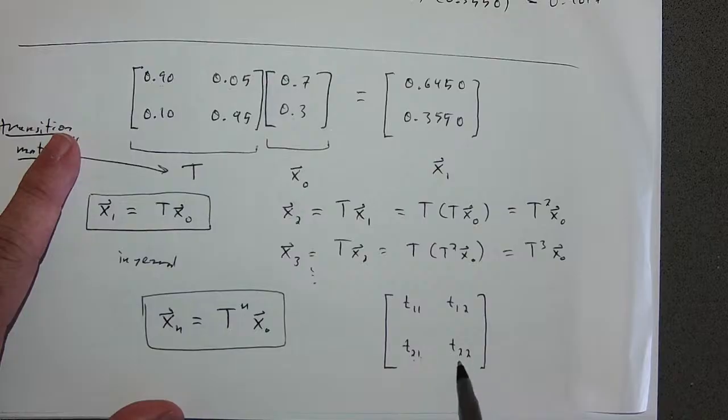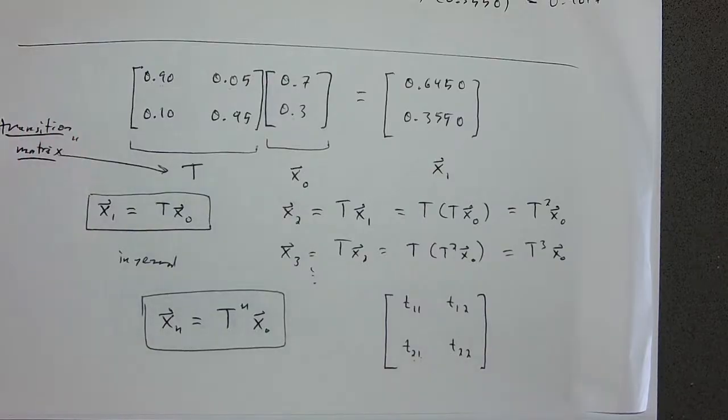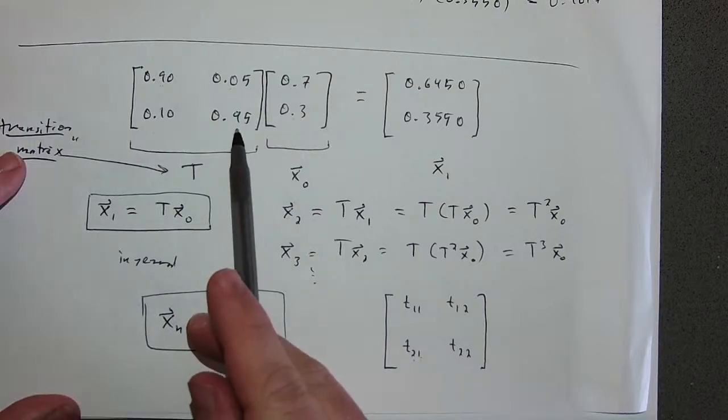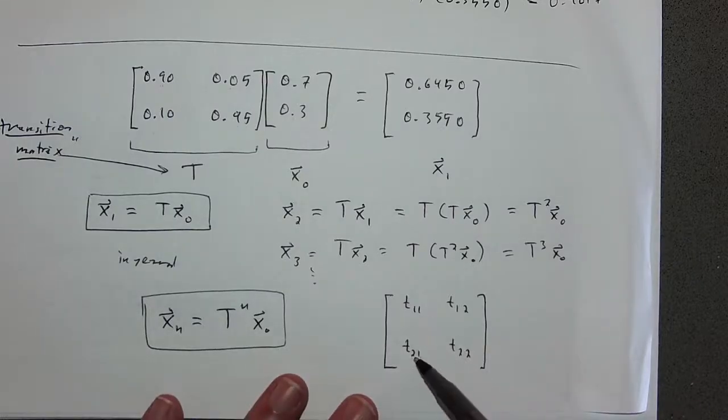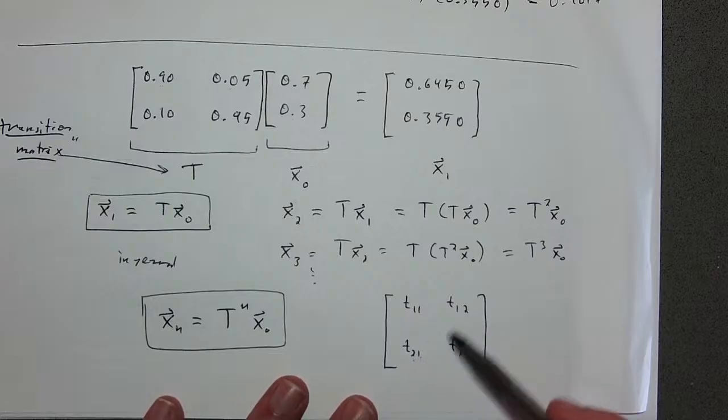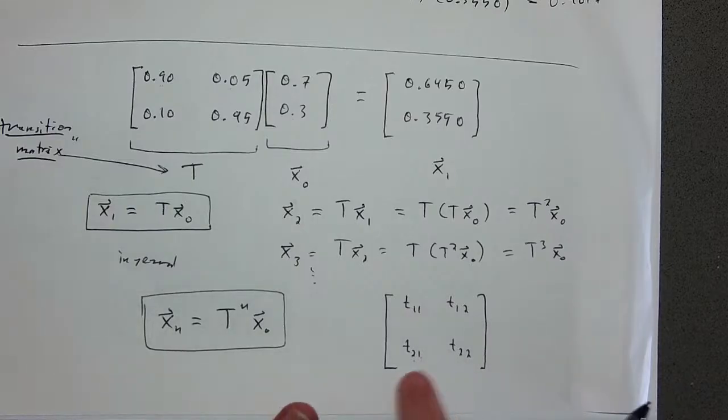T sub 2,2 is the amount of people that move from state 2 to state 2, or the amount of people that stayed, the proportion of people that stayed in state 2. So that is what's going on here. This is easy to confuse the first time you see this, because maybe you think these sub-indices don't mean what they should. Maybe you feel like they should be reversed, but no, this is how it goes.